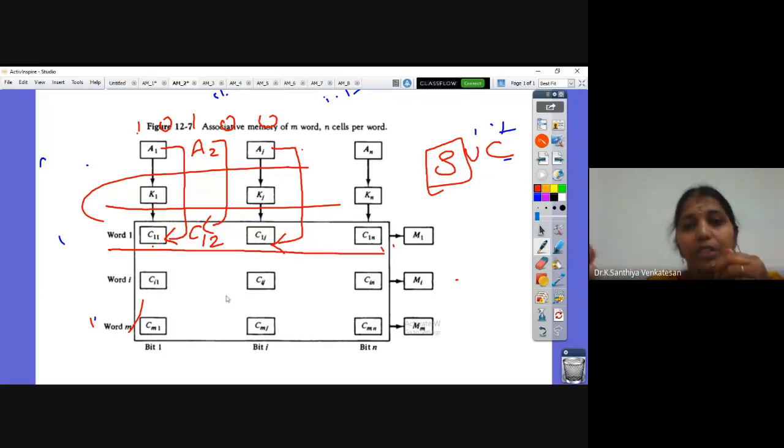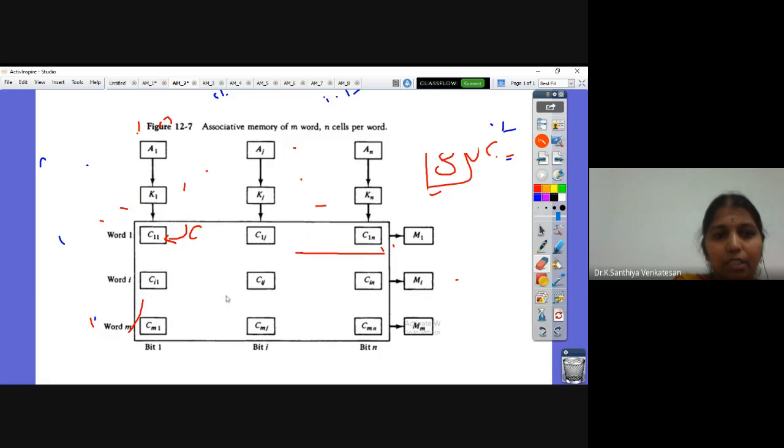So I can mask using the key register. I can mask the remaining bits using the key register. So only if the first 3 bits are equal, then only I go for comparing the rest of the bits. Or else I will not take any other bits, any other words into consideration. Okay, so this is how your argument register, key register, and the match register will work in the associative memory.